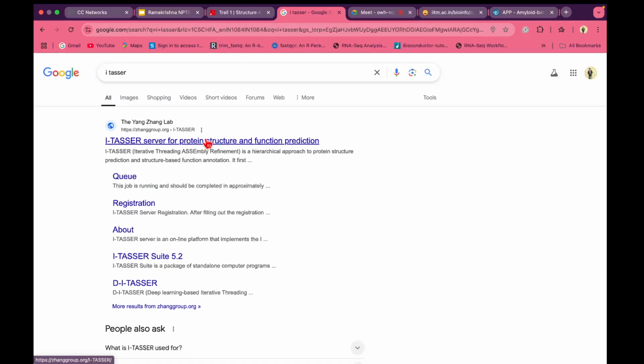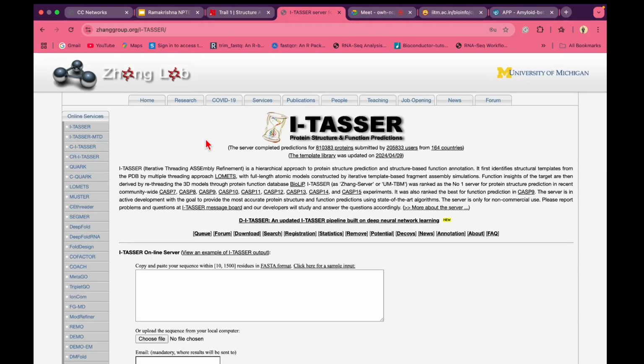Now we have I-TASSER, which is an ab initio based method. Ab initio methods are preferred if our given protein sequence doesn't have homologous sequences. Because, as I mentioned, ab initio methods take time, I'm using one of the examples given on their website to demonstrate now.